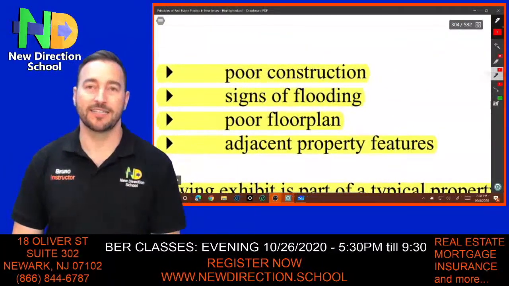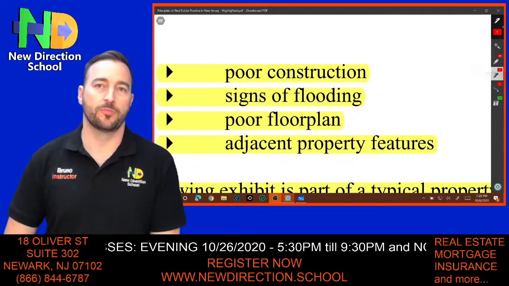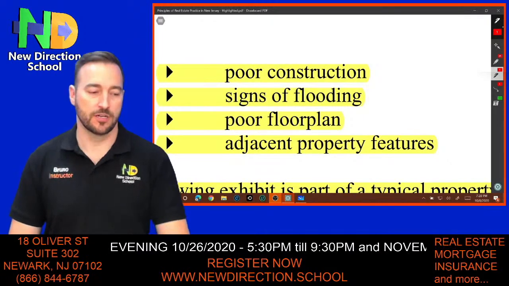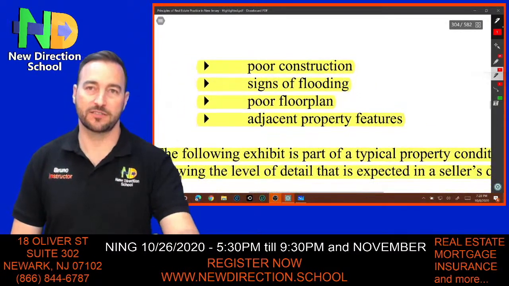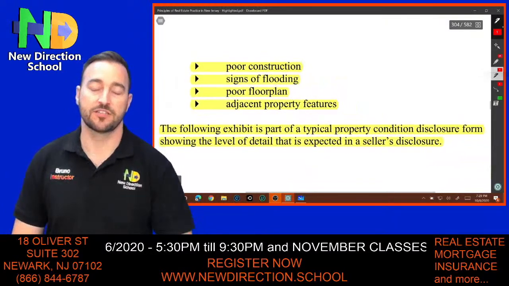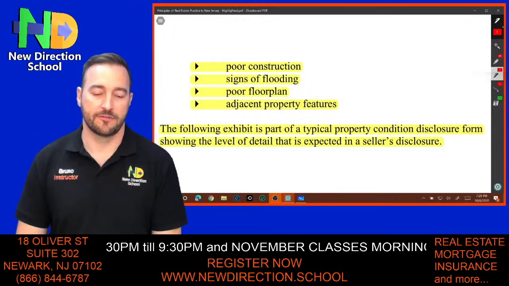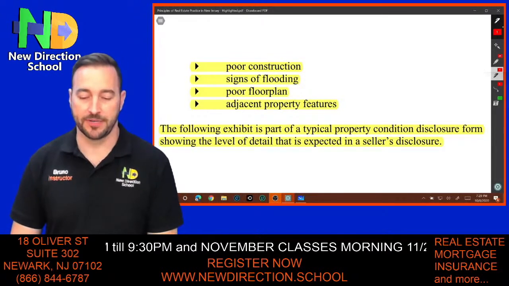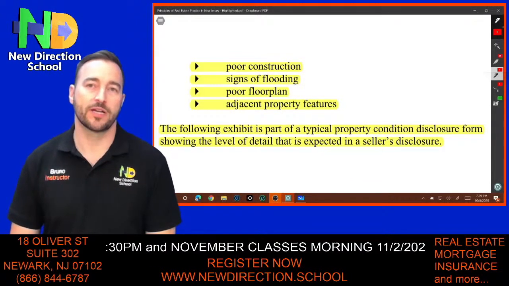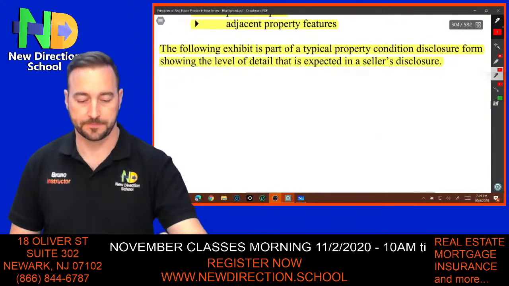Other things that you might see are poor construction, signs of flooding, poor floor plan, adjacent property features. All of these you must disclose if you feel there's something that could affect the value. You must disclose. The following exhibit is a part of a typical property condition disclosure form, showing a level of detail that is expected in the seller's disclosure.